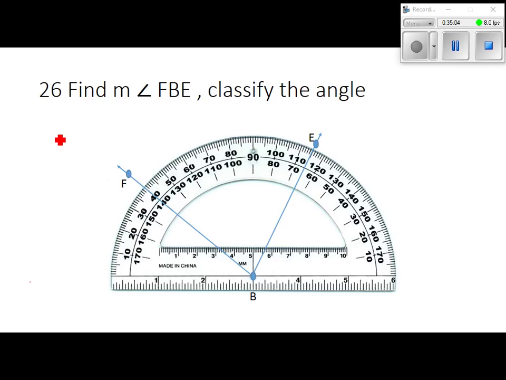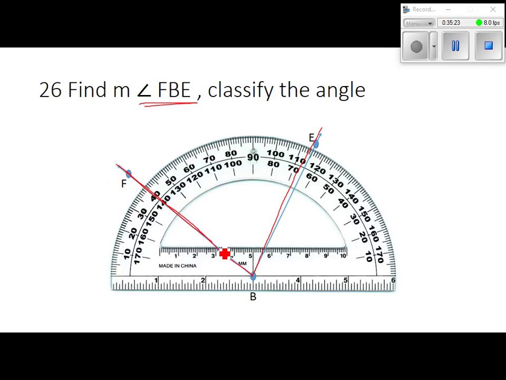Next one. Find the measure of angle FBE. Mine looks a little nicer than it did on your test because it had a whole bunch of angles on there. I cut all those angles out, and so you've got to use your imagination. And I just put in angle FBE. Can't draw it, but it's right there.